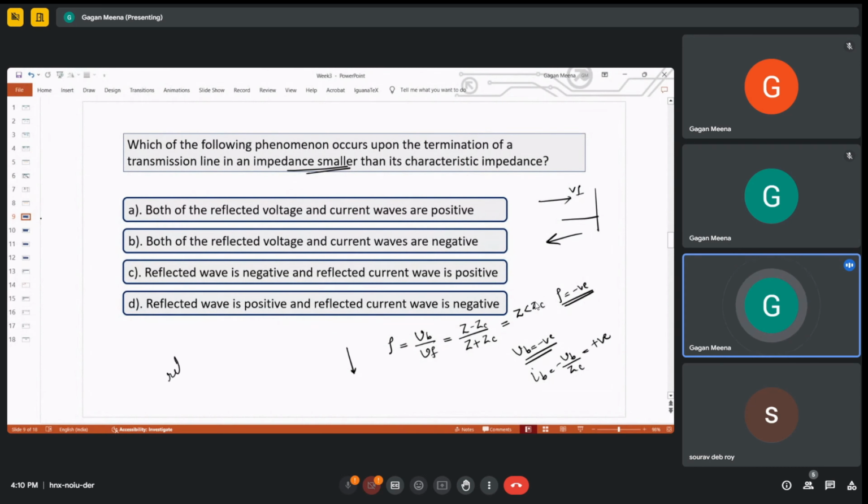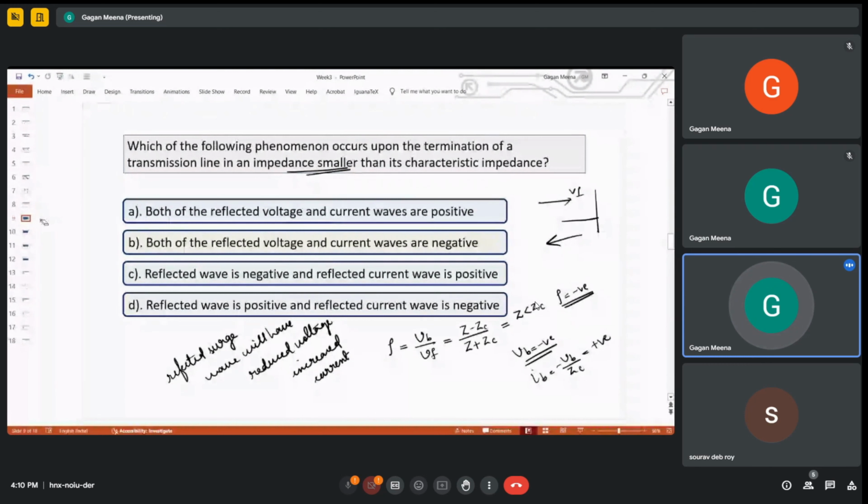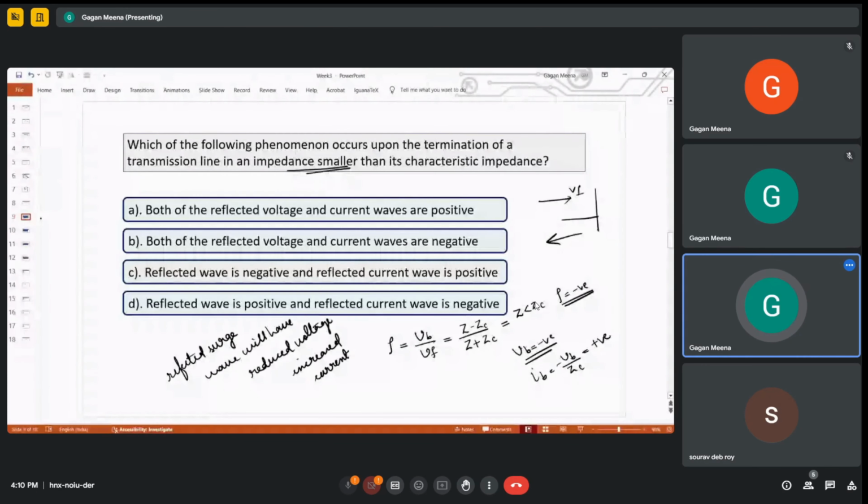So now what is happening? The reflected surge wave will have reduced voltage and increased current. See, this is the most important thing here. That is why we just derived it. Even if you don't remember the formula, you can directly start from the basics and derive it. It is not even a time-taking process. You can do it very quickly.